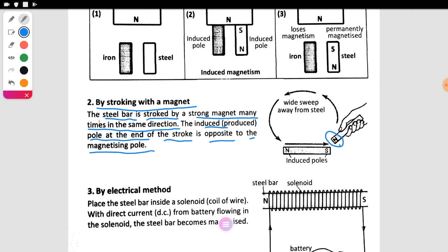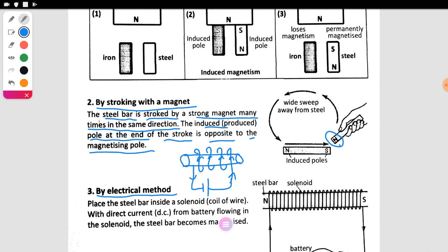The third method is called the electrical method. If you have a solenoid, this is the solenoid. The solenoid has its terminals connected with a battery. What happens? Electric current passes through it, and a magnetic field is produced in it. This is called the electric method.